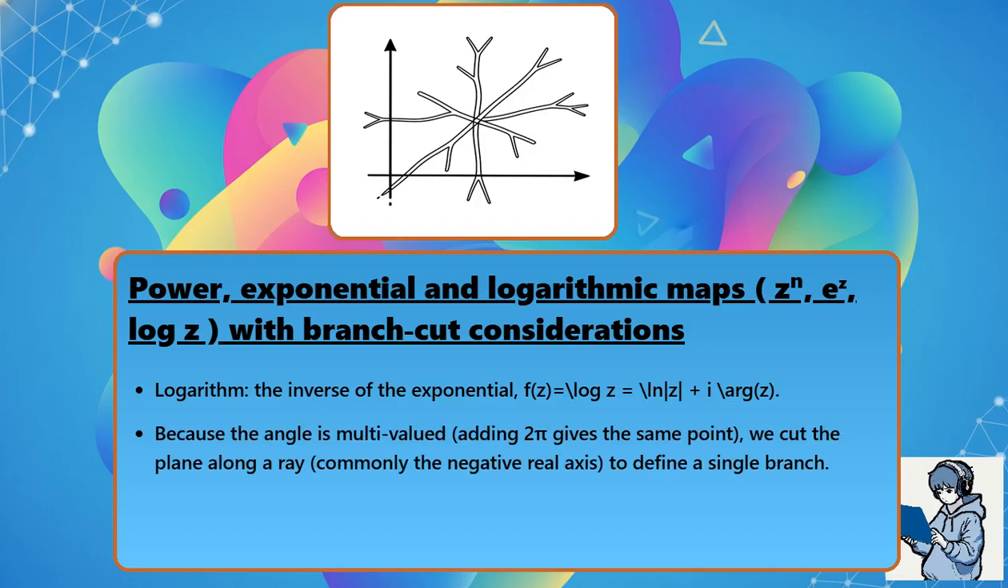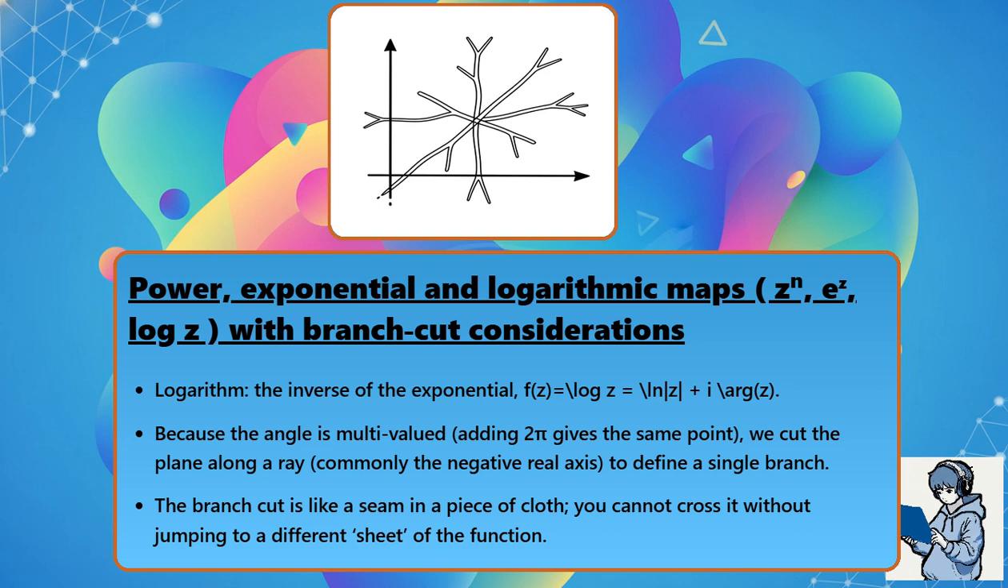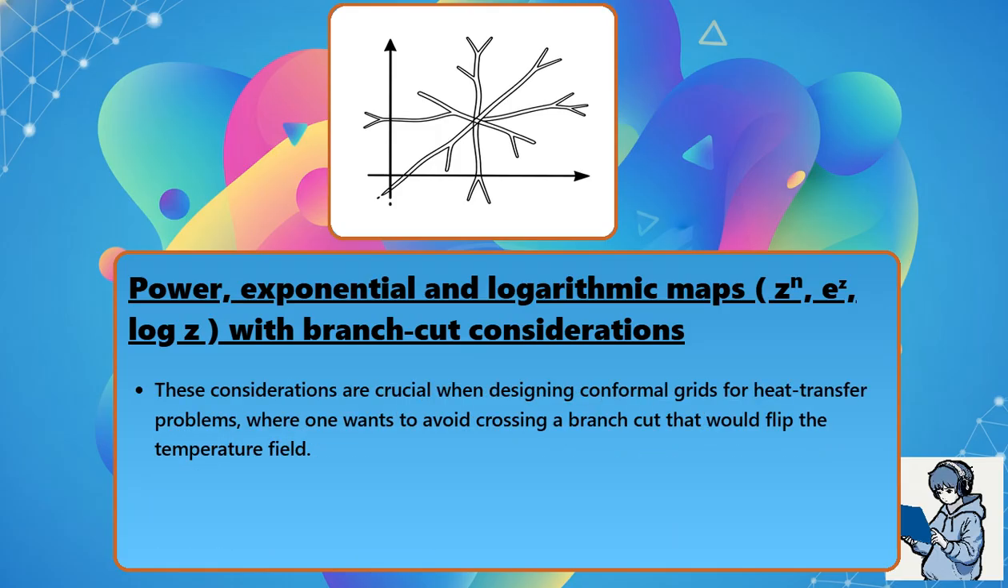Because the angle is multi-valued, adding 2 pi gives the same point. We cut the plane along a ray, commonly the negative real axis, to define a single branch. The branch cut is like a seam in a piece of cloth. You cannot cross it without jumping to a different sheet of the function. These considerations are crucial when designing conformal grids for heat transfer problems, where one wants to avoid crossing a branch cut that would flip the temperature field.